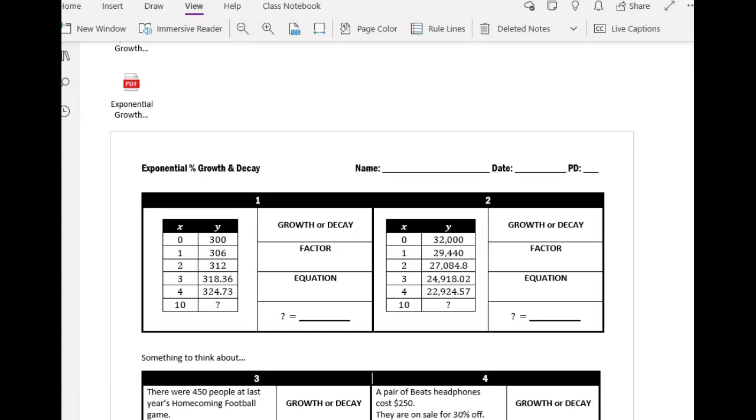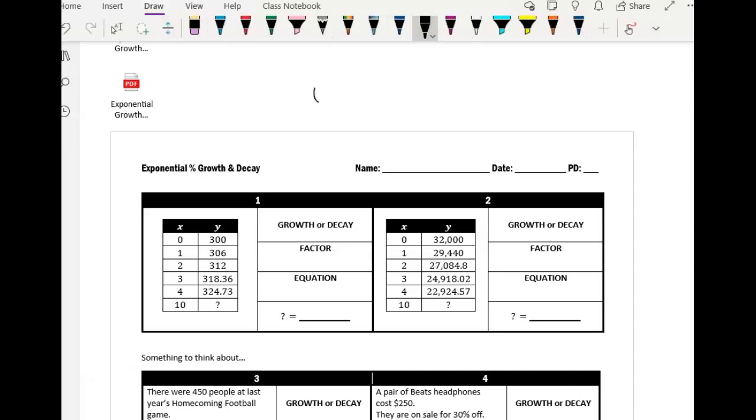Welcome back, friends. Ms. Pariseau here to do a little bit of talking about exponential growth and decay type of problems, but more specifically, percent growth and decay. As a very quick recap, we've already talked about that basic format of an exponential function. So let's take a look.